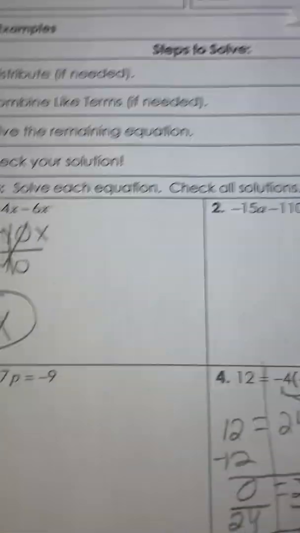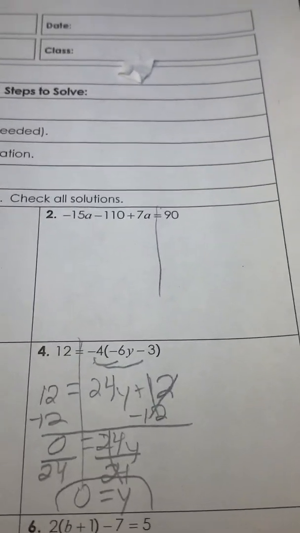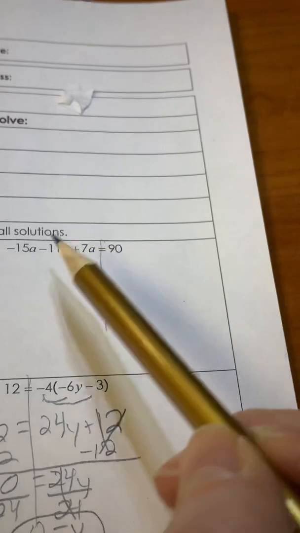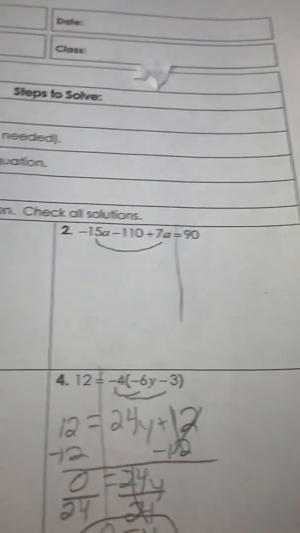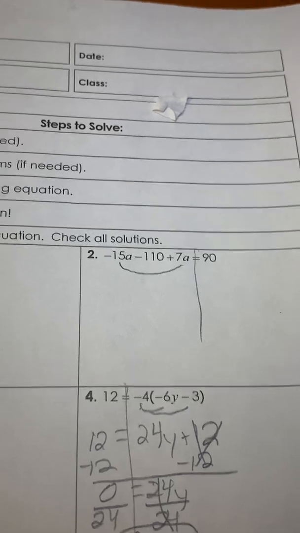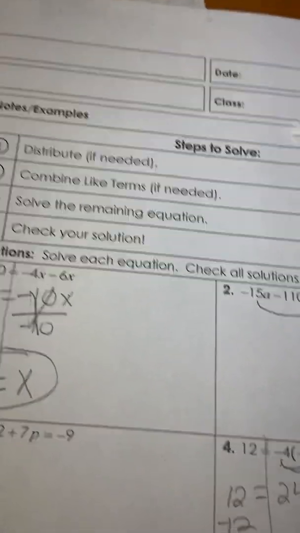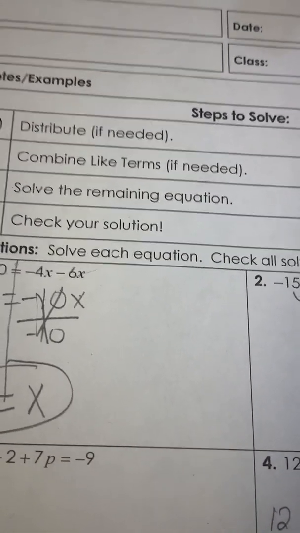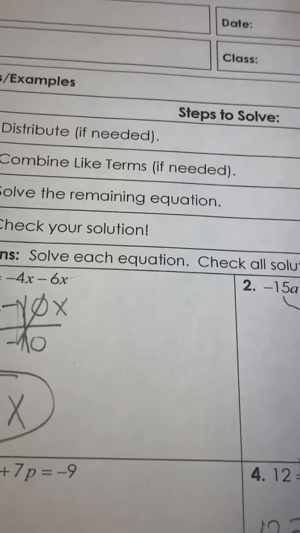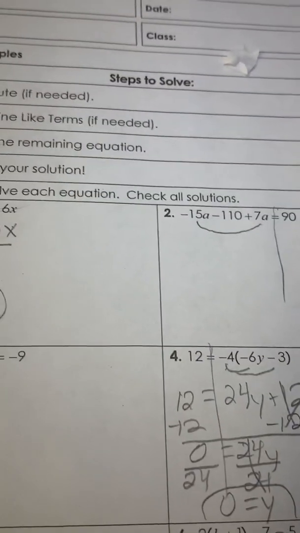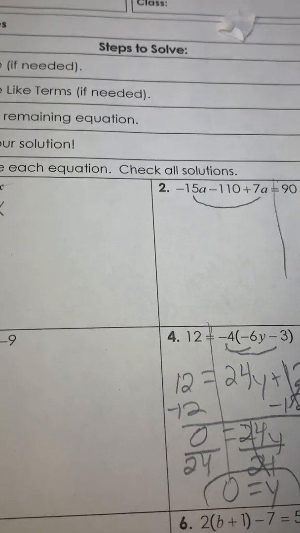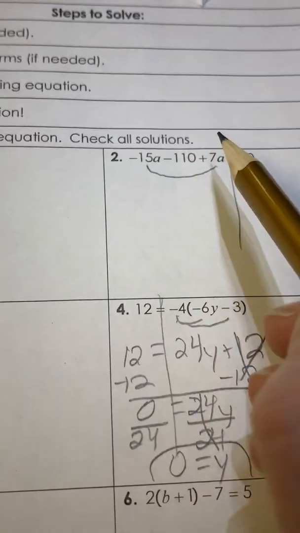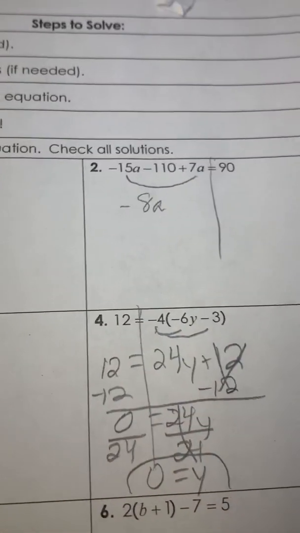All right, do you see anything we can simplify first? Yes. What do you see? The negative 15 and the plus 7. I have negative 15a and 7a that are like terms. What's negative 15a and positive 7a? Negative 8a.